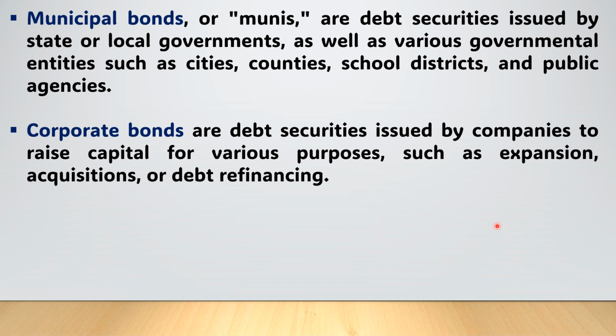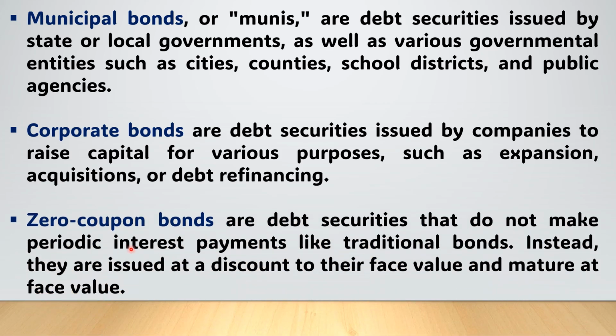Okay? And then for the last one, we have zero coupon bonds. These are debt securities that do not make periodic interest payments like traditional bonds. Instead, they are issued at a discount to their face value and mature at face value. Okay, so here the investor receives the return on investment in the form of the difference between the purchase price and the face value of the bond. Okay, so the term zero coupon comes from the fact that there are no coupon payments during the life of the bond.